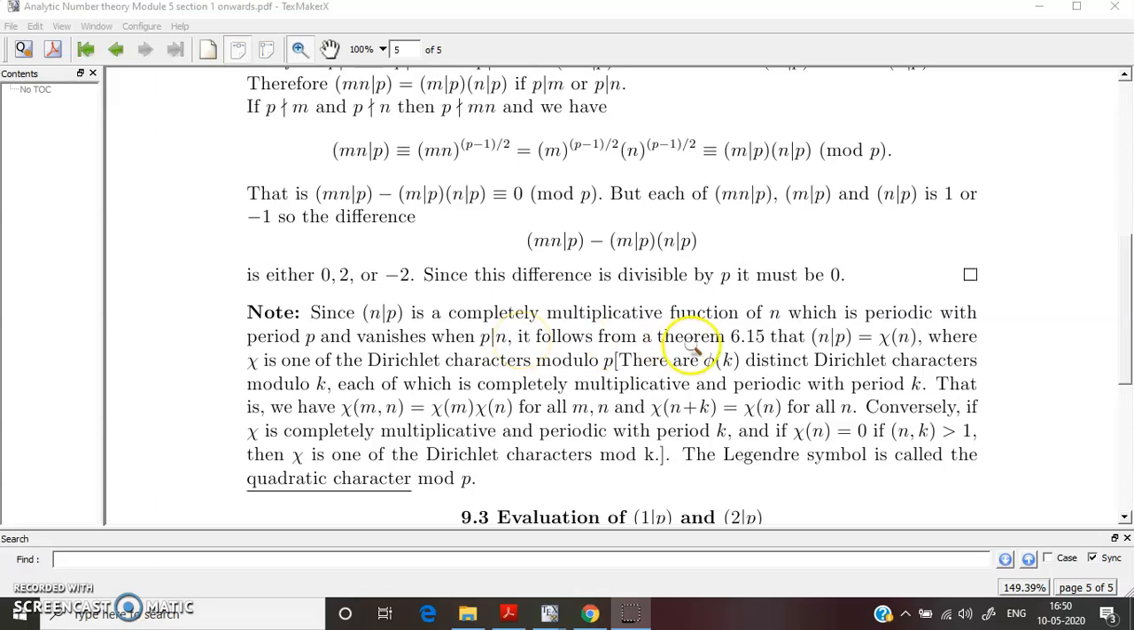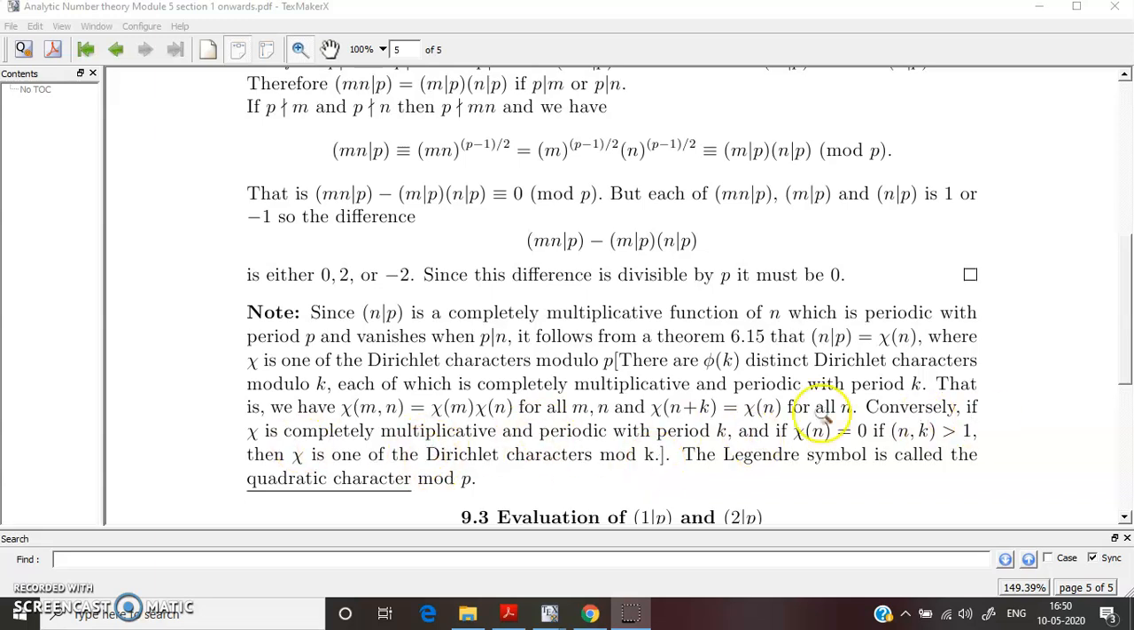It follows from a previous theorem. What is that theorem? The theorem is that there are k distinct Dirichlet characters modulo k, each of which is completely multiplicative and periodic with period k. That is, we have chi(mn) equal to chi(m) times chi(n) for all m, n, and chi(n plus k) equal to chi(n). Conversely, if chi is completely multiplicative and periodic with period k, and if chi(n) is equal to 0 if GCD of n and k is greater than 1, then chi is one of the Dirichlet characters modulo k.